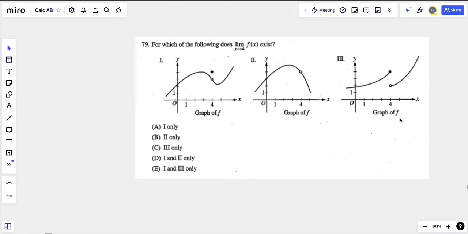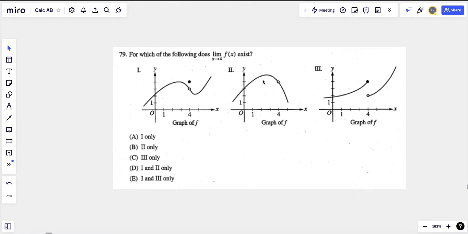So for the first one, it asks, for which of the following does the limit of f of x as x goes to 4 exist? I recommend whenever you try these multiple choice type of questions where they give you 3 options like this, you always want to answer the question first before looking at the choices. It's the best strategy for these.